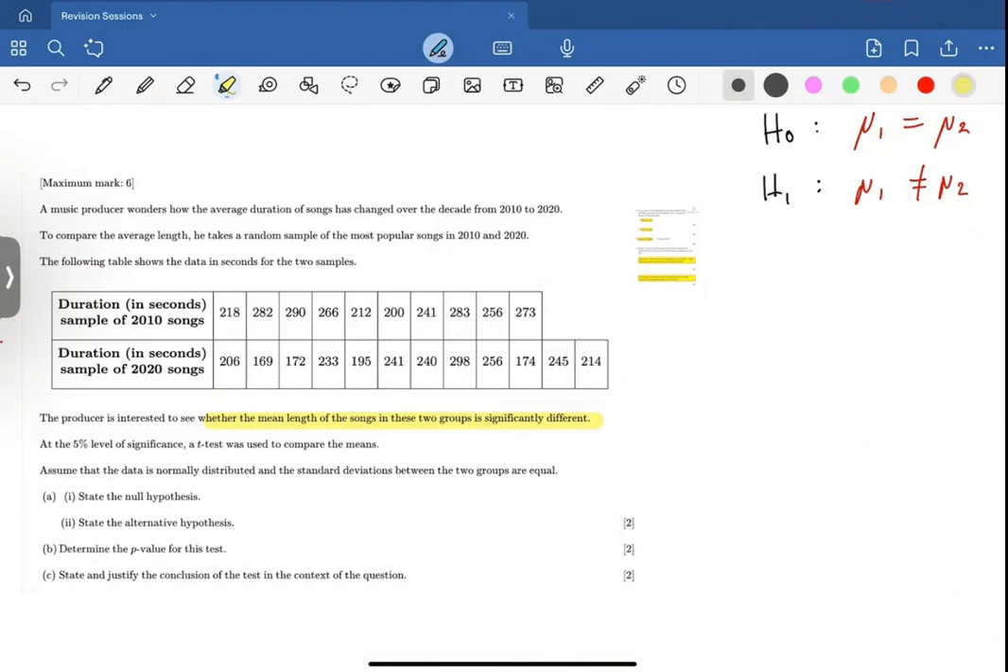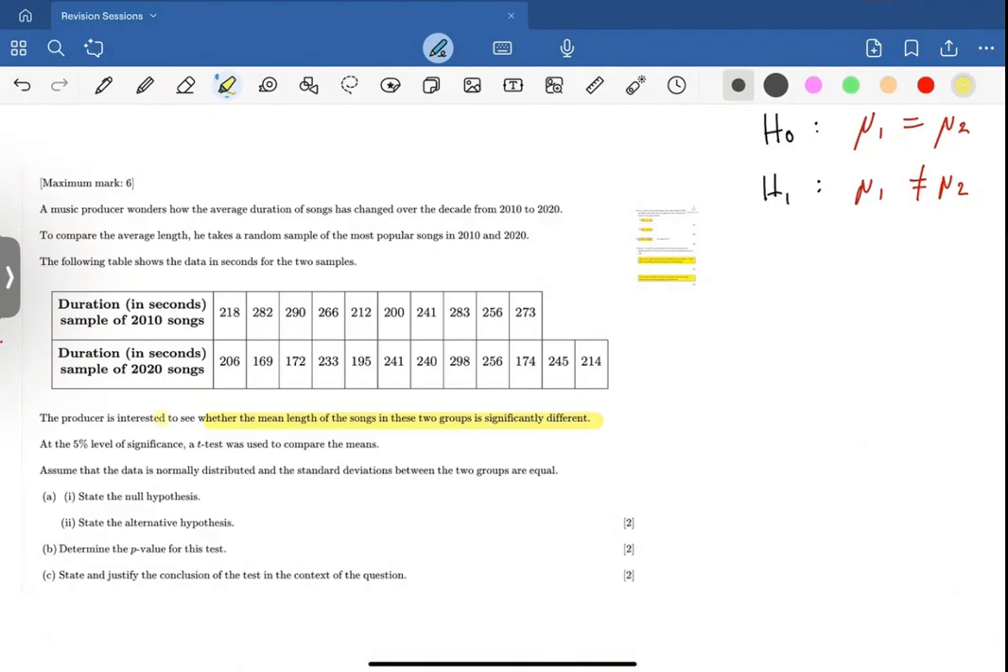Let's read this question. So a music producer wonders how the average duration of songs has changed from 2010 to 2020. To compare the average length, he takes a random sample of the most popular songs in 2010 and 2020. And the following data shows the data in seconds for the two samples.